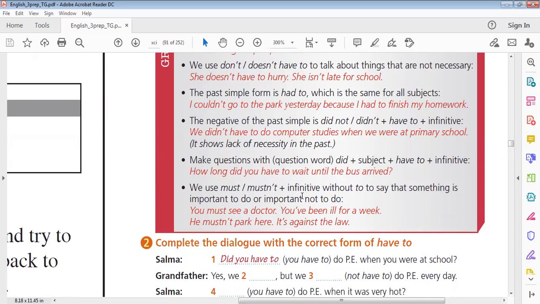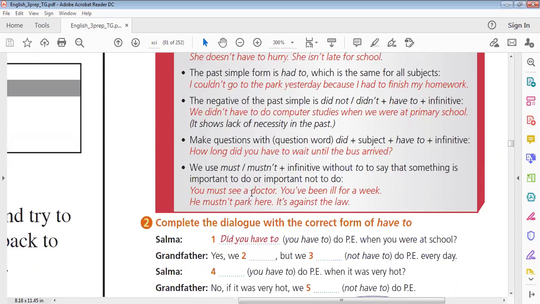If you want to talk about something, and you want to say that something is important to do, you will say you must see a doctor. You've been ill for a week. You've been ill for a week, so you must see a doctor.